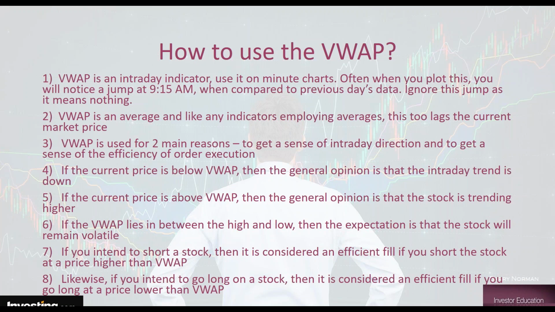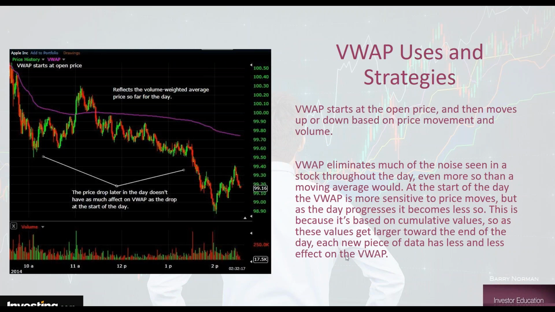If you intend to short a stock, then it is considered an efficient fill if you short the stock at a price higher than the VWAP. That means you would sell the stock. Likewise, if you intend on going long or buying the stock, then it is considered efficient to fill it if you go long at a price lower than the VWAP. Now, VWAP starts at the open price and then moves up and down based on the price movement.